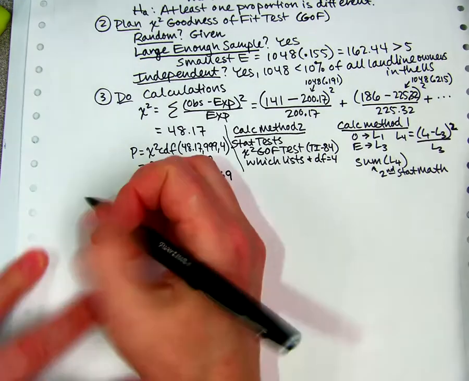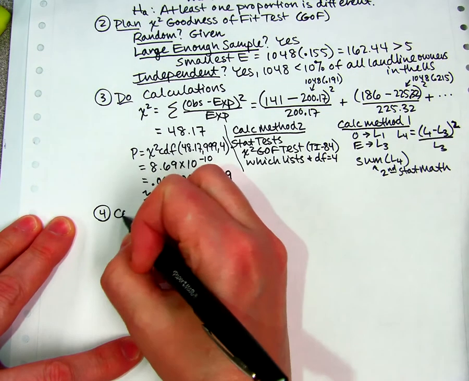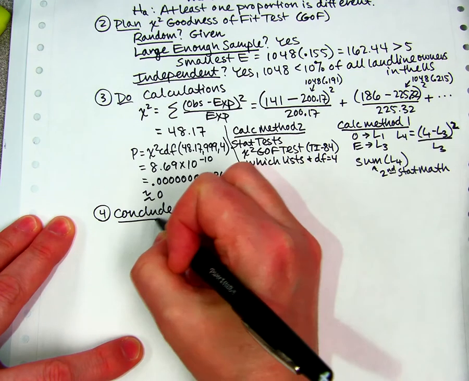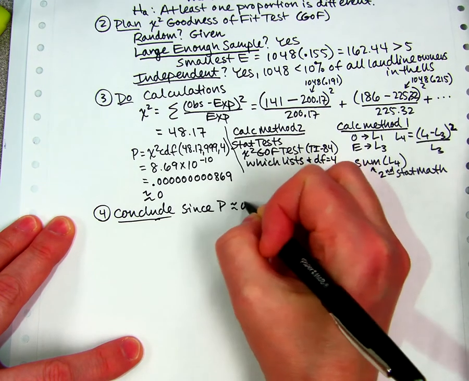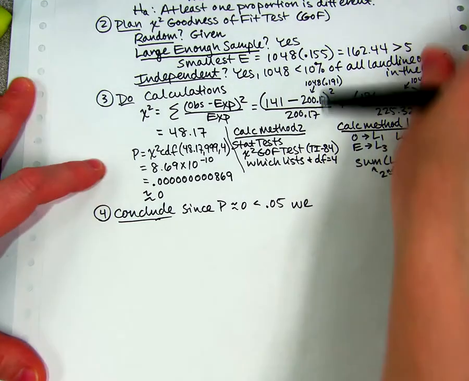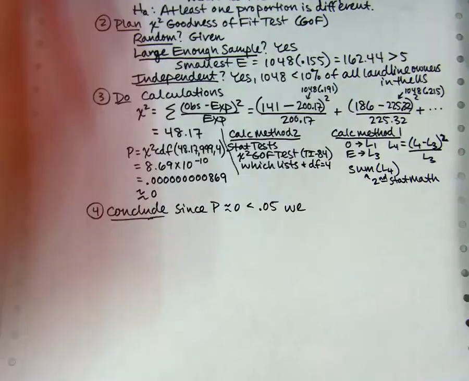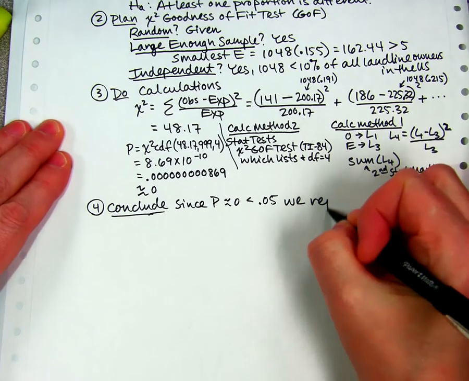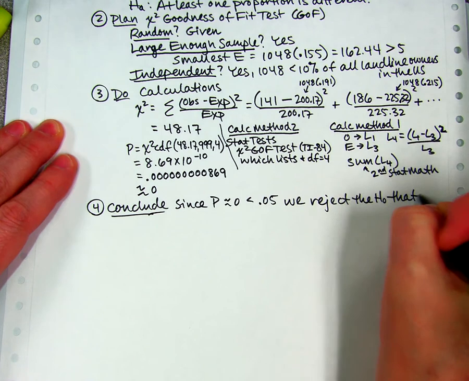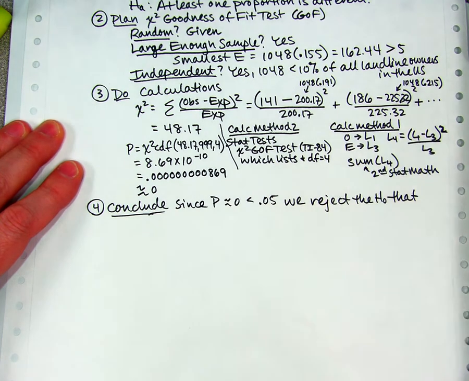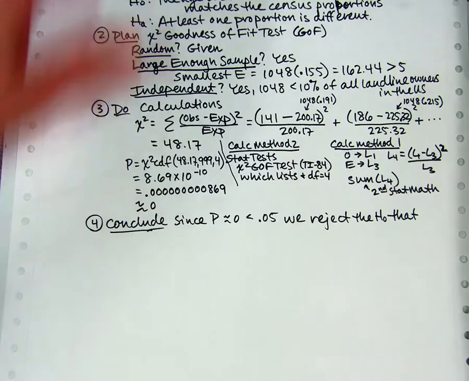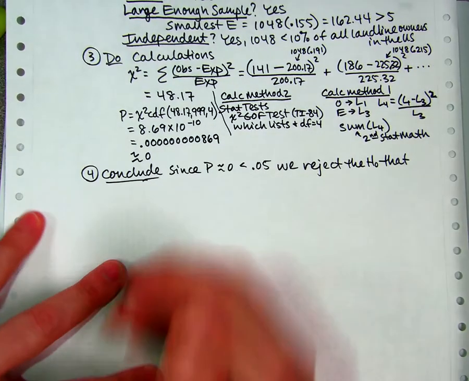And then we write a conclusion. Conclude. Since p is really, really small and it's way less than 0.05, hopefully you remember this. I hope you have this part memorized. Since it's small, we reject the null, and then you put your context. What does the null say? The null says that the age distribution for landline owners matches the census proportions. Well, it doesn't match. That's amazing.